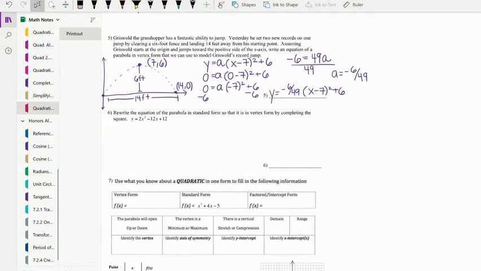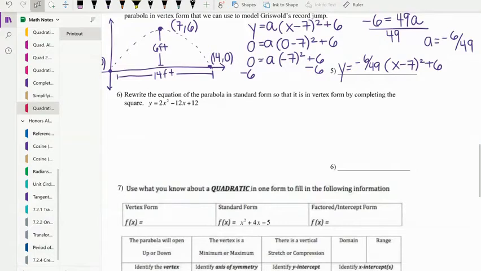Write the equation of the parabola in standard form so that it is in vertex form by completing the square. Okay, so when we complete the square, how we did it was we wanted the a value to be 1. So step 1 is to divide everything by 2. When we do that, we end up getting x² - 6x + 6. I'm going to set this equal to 0. I'm going to keep in mind that we divided by 2, and I'll have to reconsider that at the end, but right now I'm ignoring it.